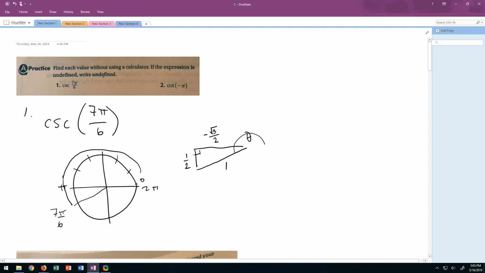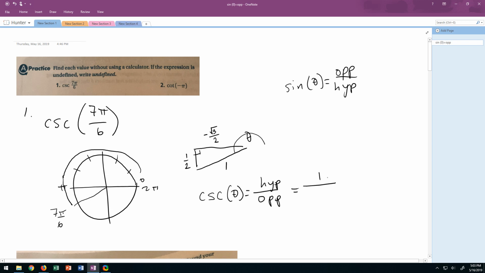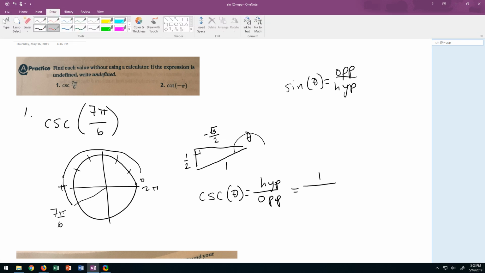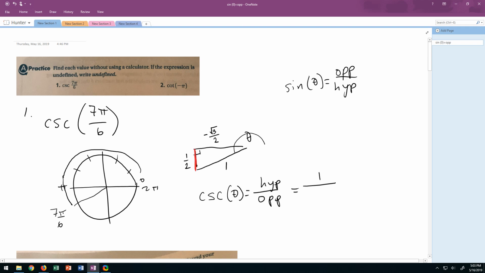If so, then the cosecant of theta is the reciprocal of the sine. The sine of theta is equal to the opposite over the hypotenuse. So the cosecant is going to be hypotenuse over the opposite. In this case, the hypotenuse is 1. That's always the case. And the opposite is this guy right here, which is 1/2. So let's put in 1/2 right there.